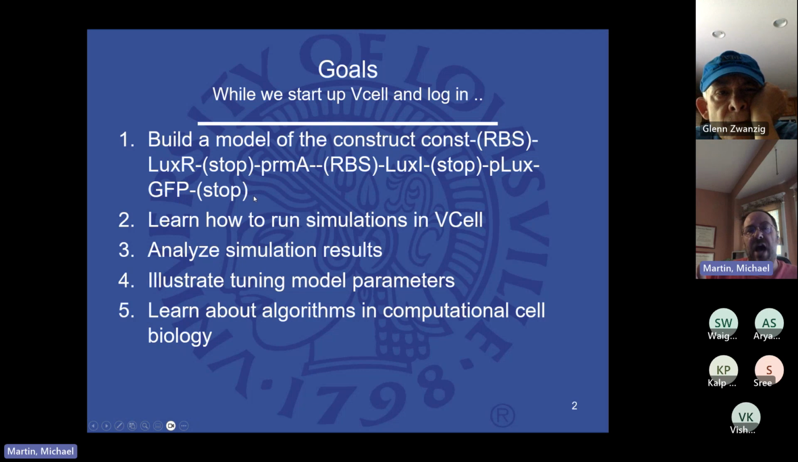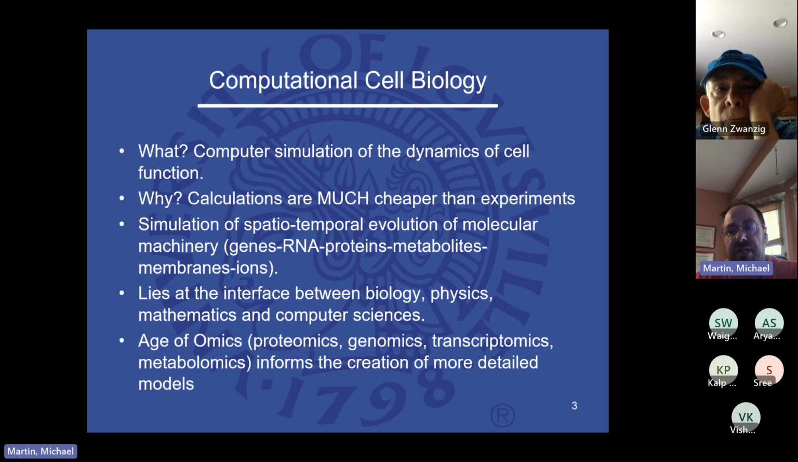So this is the construct, and the idea is that we're going to create a model that shows how this would behave in bacteria. While we do that, we're going to learn how to run simulations in VCell. We're going to analyze the results. And this is a very iterative process. One of the bad things about biology so far is that a lot of these rate constants aren't really well measured or characterized. That's a big weak point when it comes to computational cell biology. It is a fun area. It lies at the interface between all these different disciplines, and it's got huge potential.